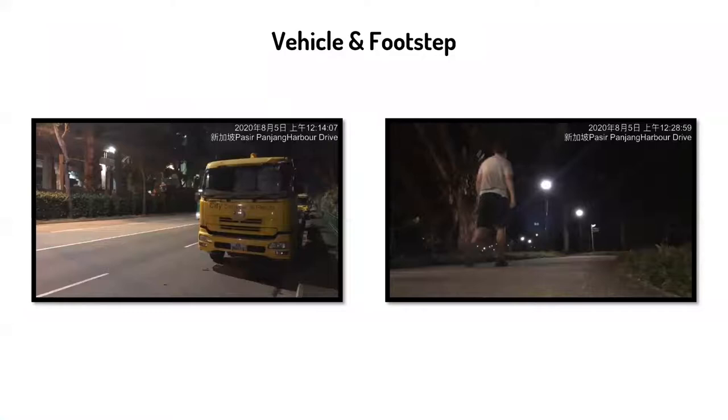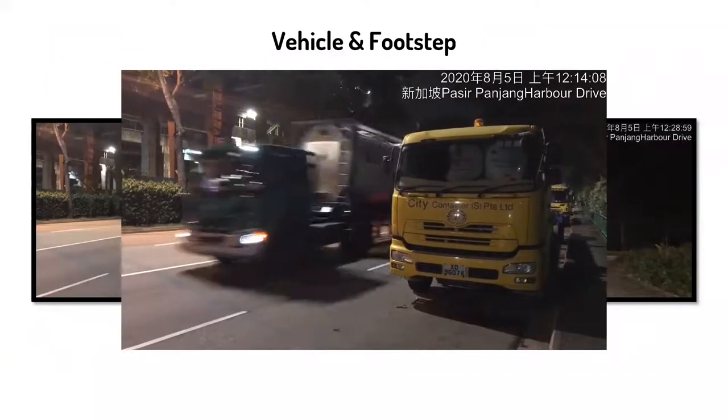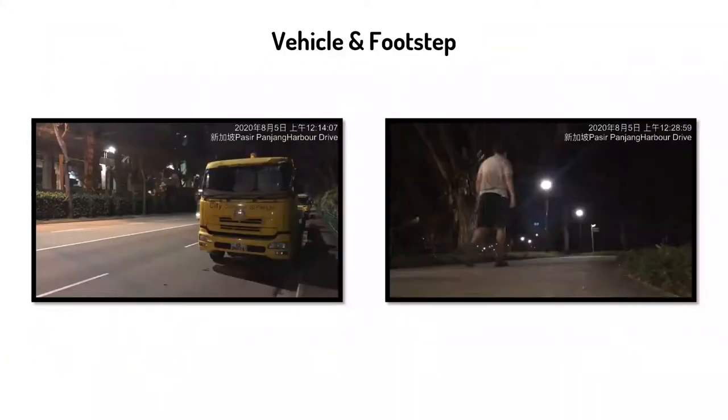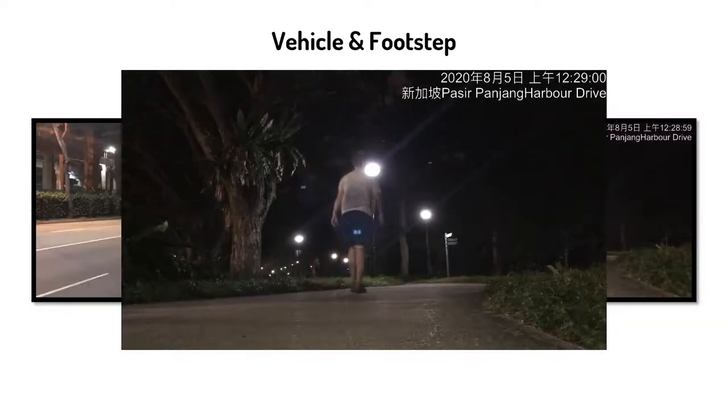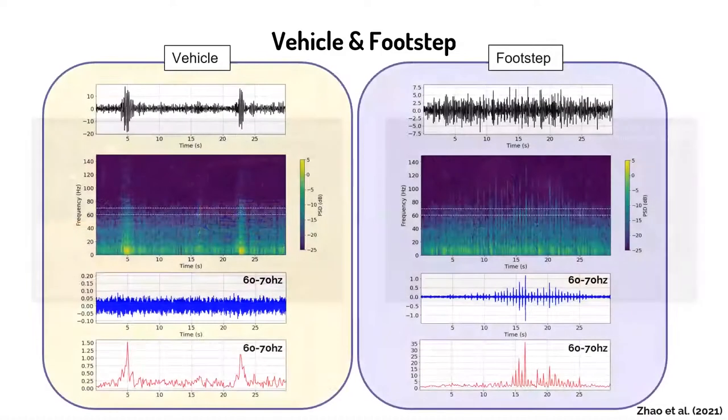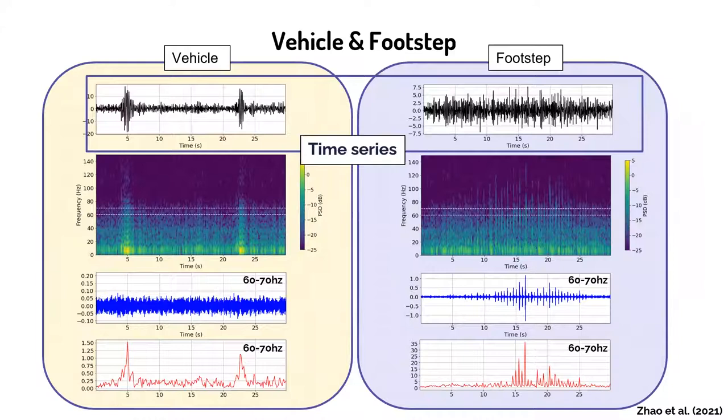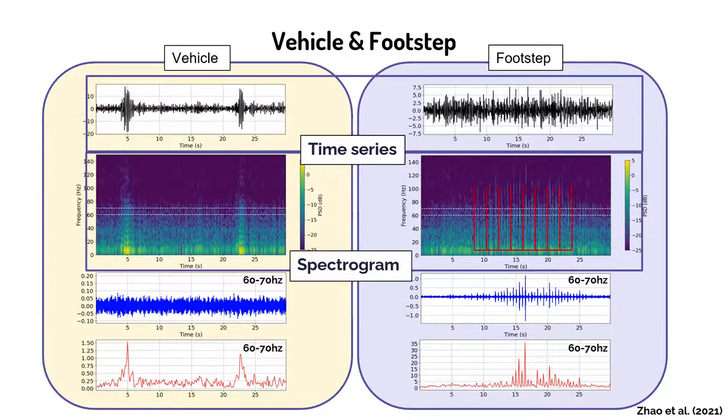Besides a strong road traffic signal like this, seismometers also record weaker pedestrian signal like this. Although the vibration induced by a pedestrian is an order of magnitude smaller than that of motor traffic, the distinct comb shape signature on the spectrogram serves as a very clear visual cue for the footsteps.